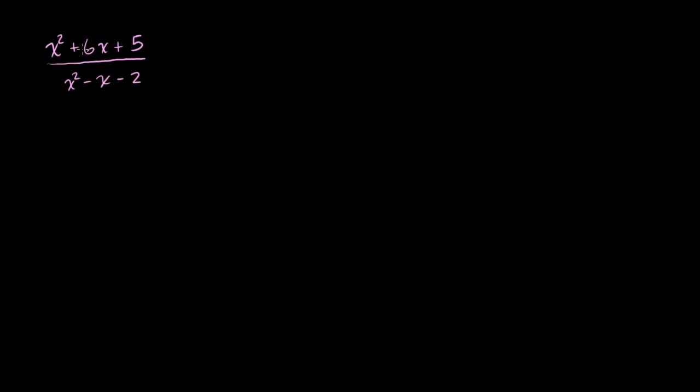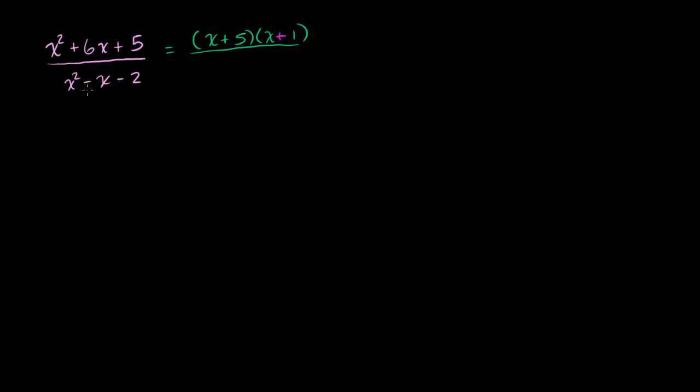So if we factor the numerator, what two numbers, when I multiply them, equal 5, and I add them, equal 6? Well, the numbers that pop into my head are 5 and 1. So the numerator is x plus 5 times x plus 1. 1 times 5 is 5. 5x plus 1x is 6x.